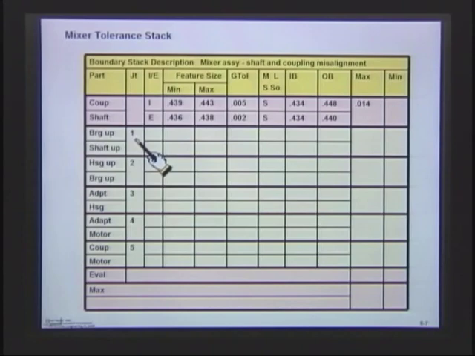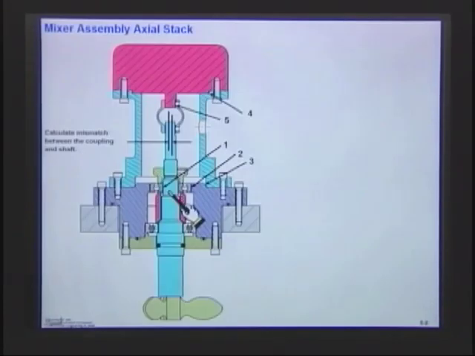All right, take a look at joint number 1. Let's see, what was joint number 1? Joint number 1 was the relationship between the shaft and the bearing here.